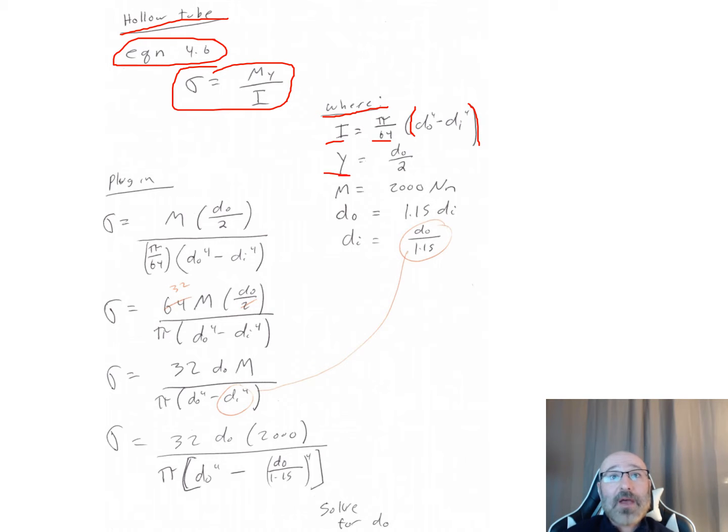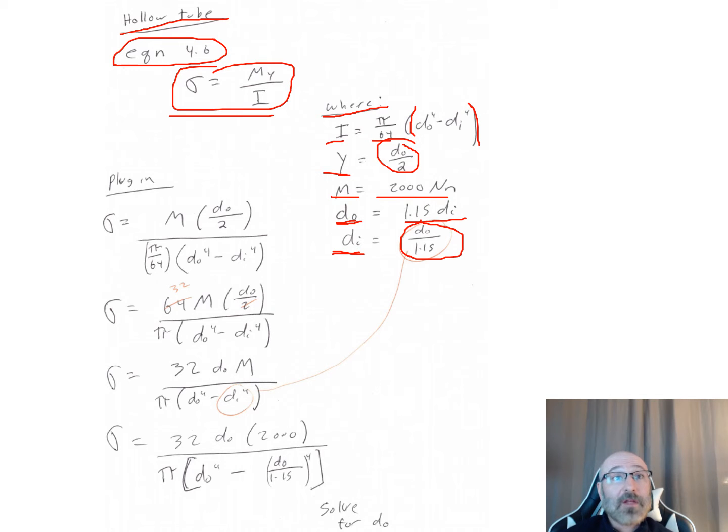Where our Y value is our D outer over 2. So now it's our D outer over 2 for this relationship here. Our M still stays the same as 2,000 Newton meters. Now our DO is equal to 1.15 times our DI. So our DI is equal to DO over 1.15. So that's our relationship there. But I want to specifically write these out as those values right here for DO and DI, so it makes it easier when I plug back into my governing equation.